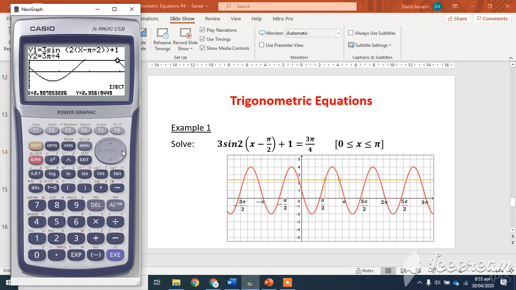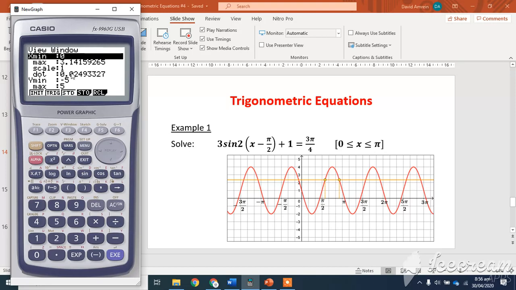Now I want to bring up one key thing before we leave you. If there is a solution sitting exactly on 0 or exactly on pi, you need to be careful. Go back into view window because it may not find it. You may need to just adjust the minimum and maximums to go a little bit wider out so it can actually find it.